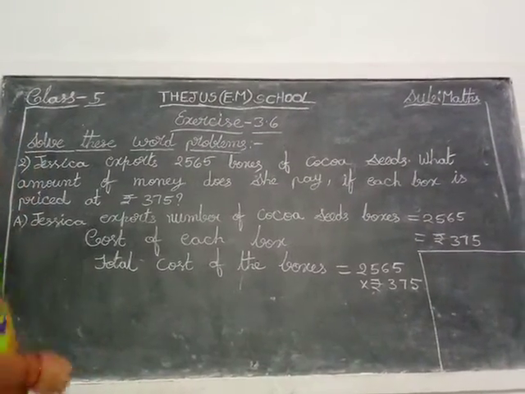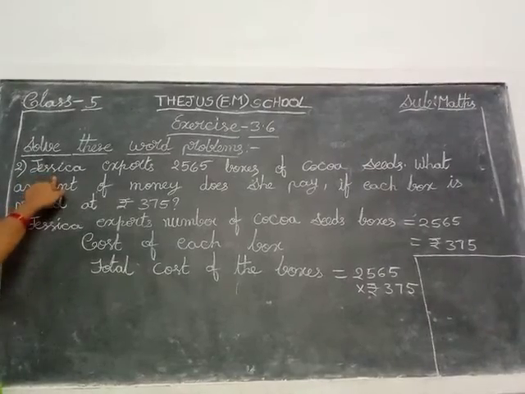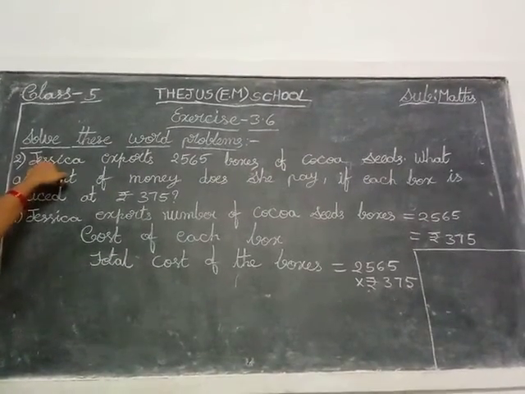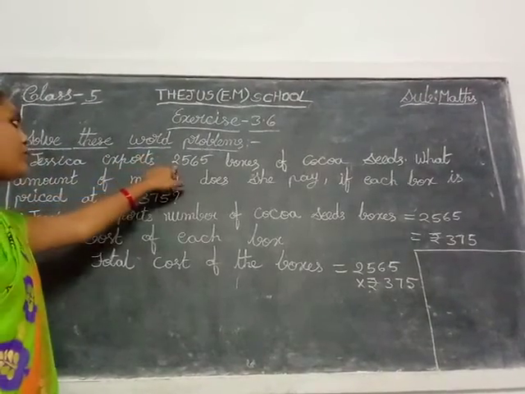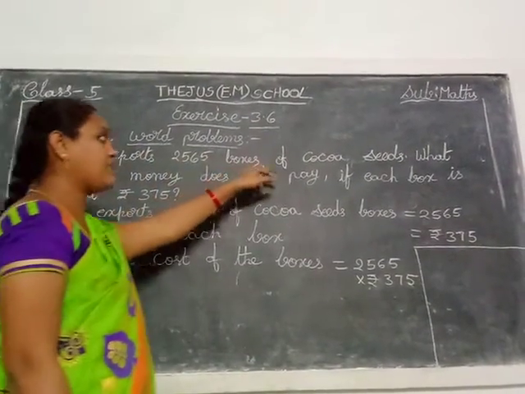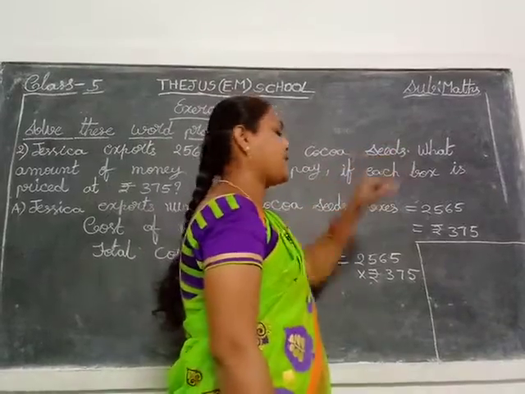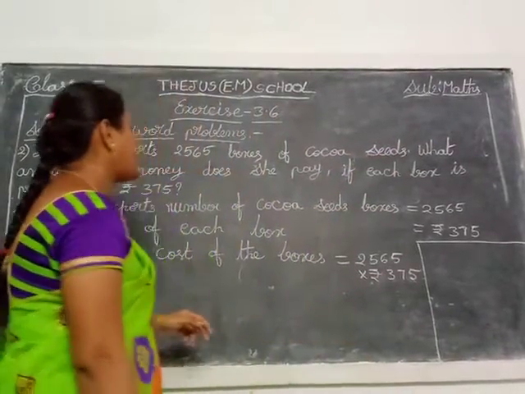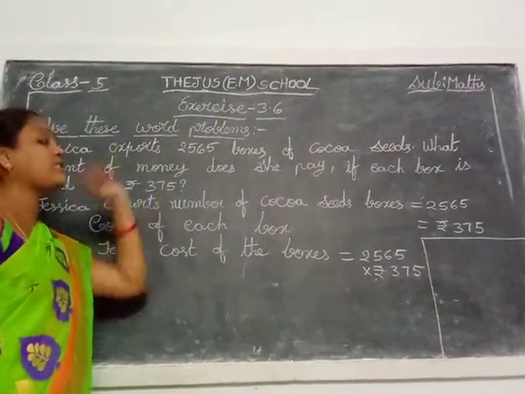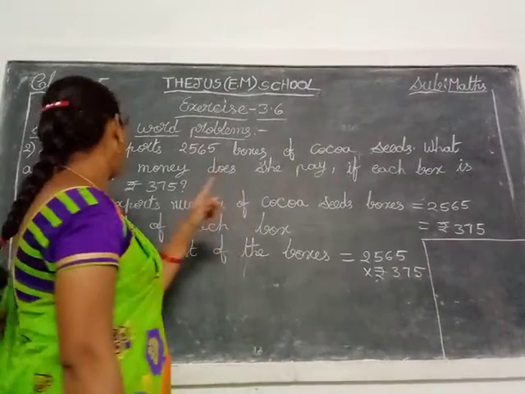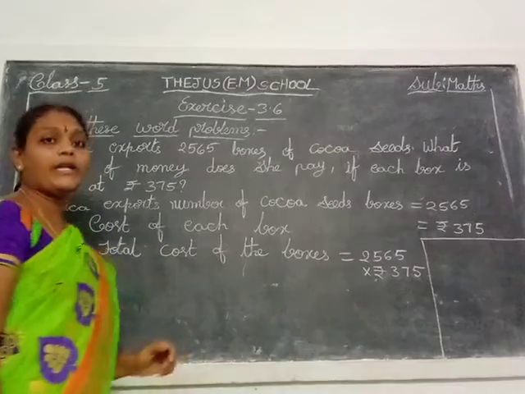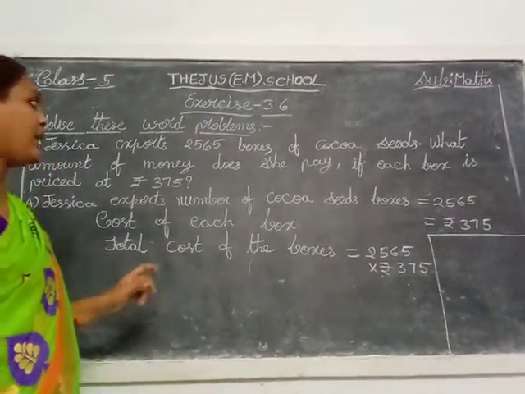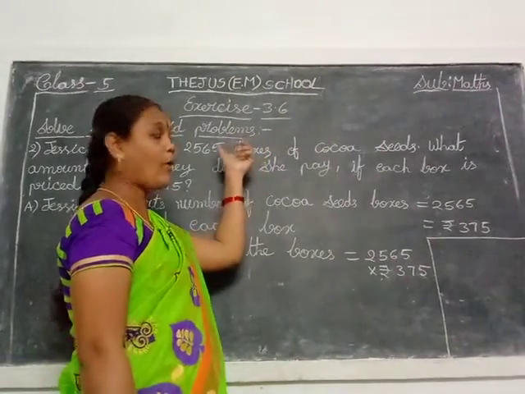Okay, children, next see the word problem, Jessica. This name is a girl's name. See, Jessica exports 2,565 boxes of cocoa seeds. Okay, how many boxes of cocoa seeds, children? 2,565. Okay, and what amount of money does she pay for those total boxes?